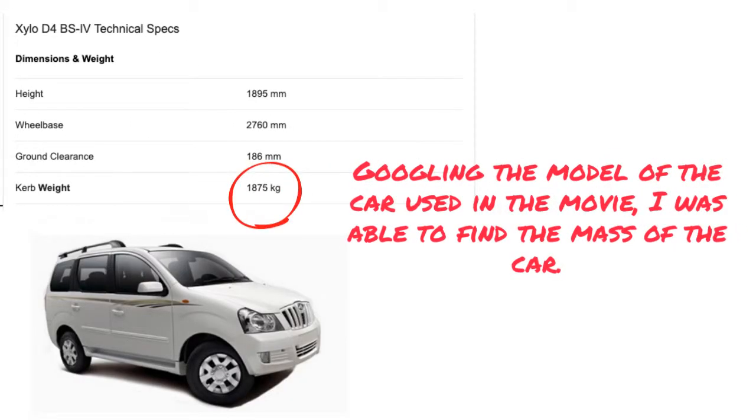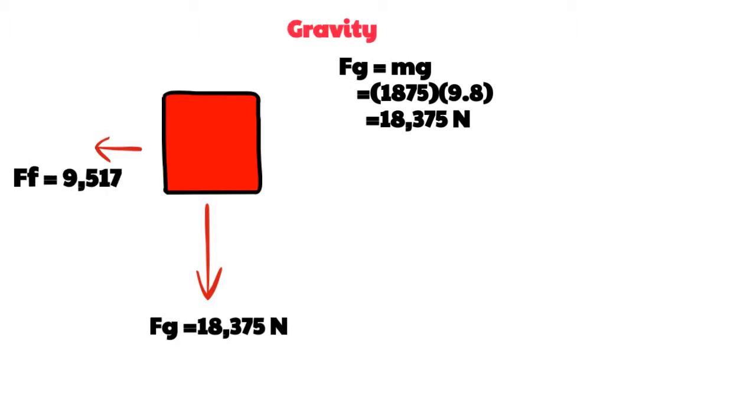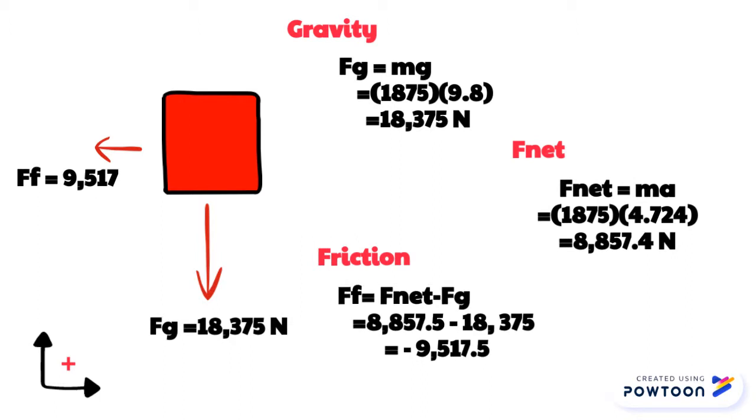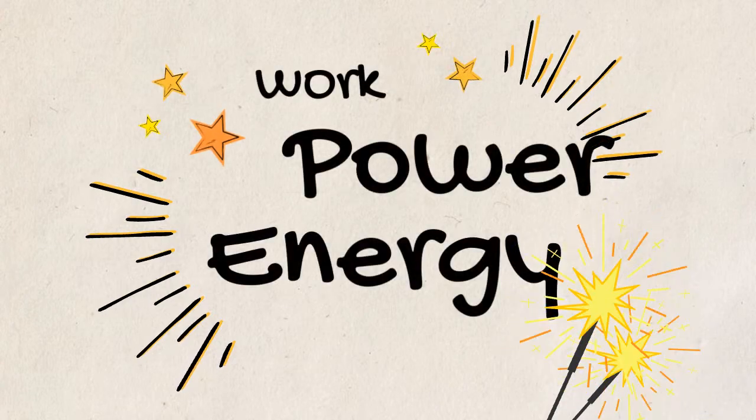By Googling the model of the car used in the movie, I was able to find the curb weight, which is the mass of the car. I used the mass of the car to find gravity, and after I found the force of gravity, I found F net by multiplying mass with acceleration. After I found F net and gravity, I subtracted those two to find the only other force acting on this motion, which was friction. Now moving on to work, power, and energy.